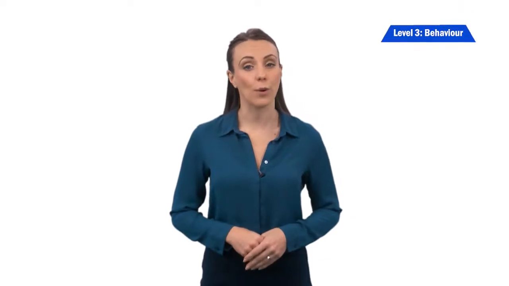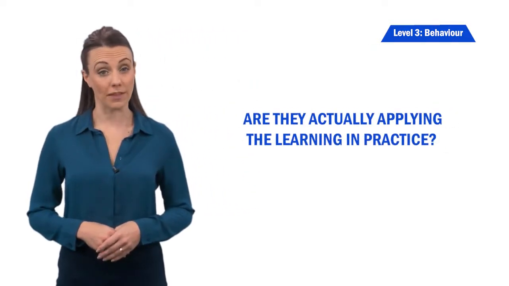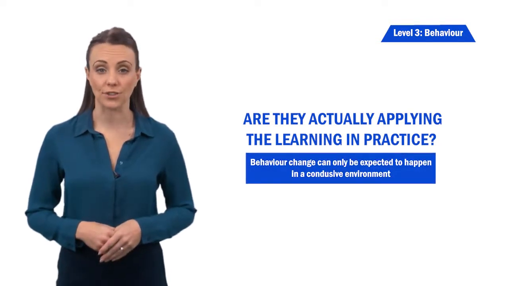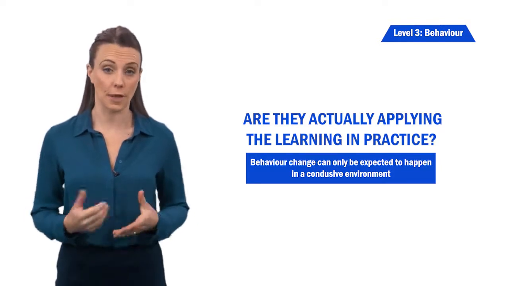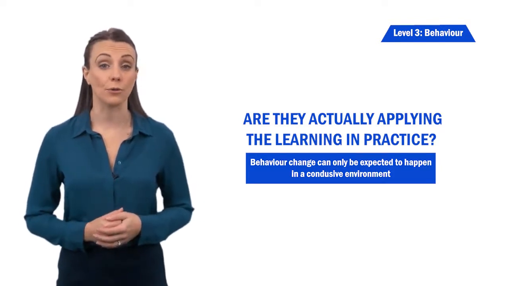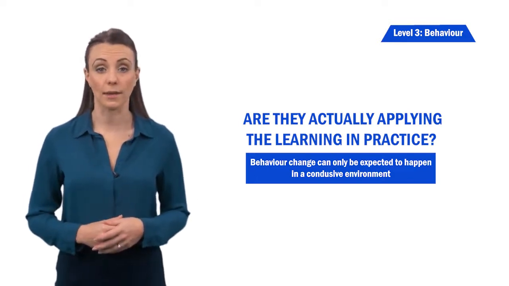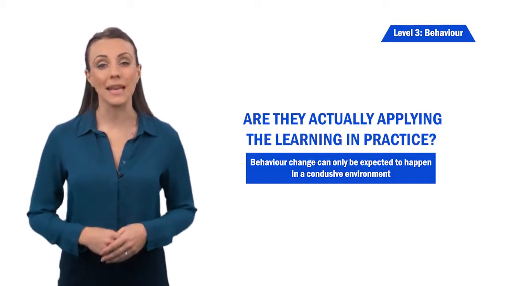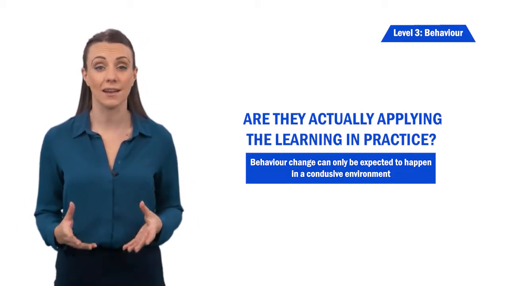Level 3. You'll need to look at how well your students have modified their behaviour as a result of the training they receive. Are they actually applying the learning in practice? You'll also need to be aware that behaviour change can only be expected to happen in a conducive environment. For example, let's say that you miss out Level 1 and 2 assessment and just focus on post-training office behaviour and note that no behaviour modification has occurred. It would be easy to assume that the training didn't work and that the trainees didn't learn anything.